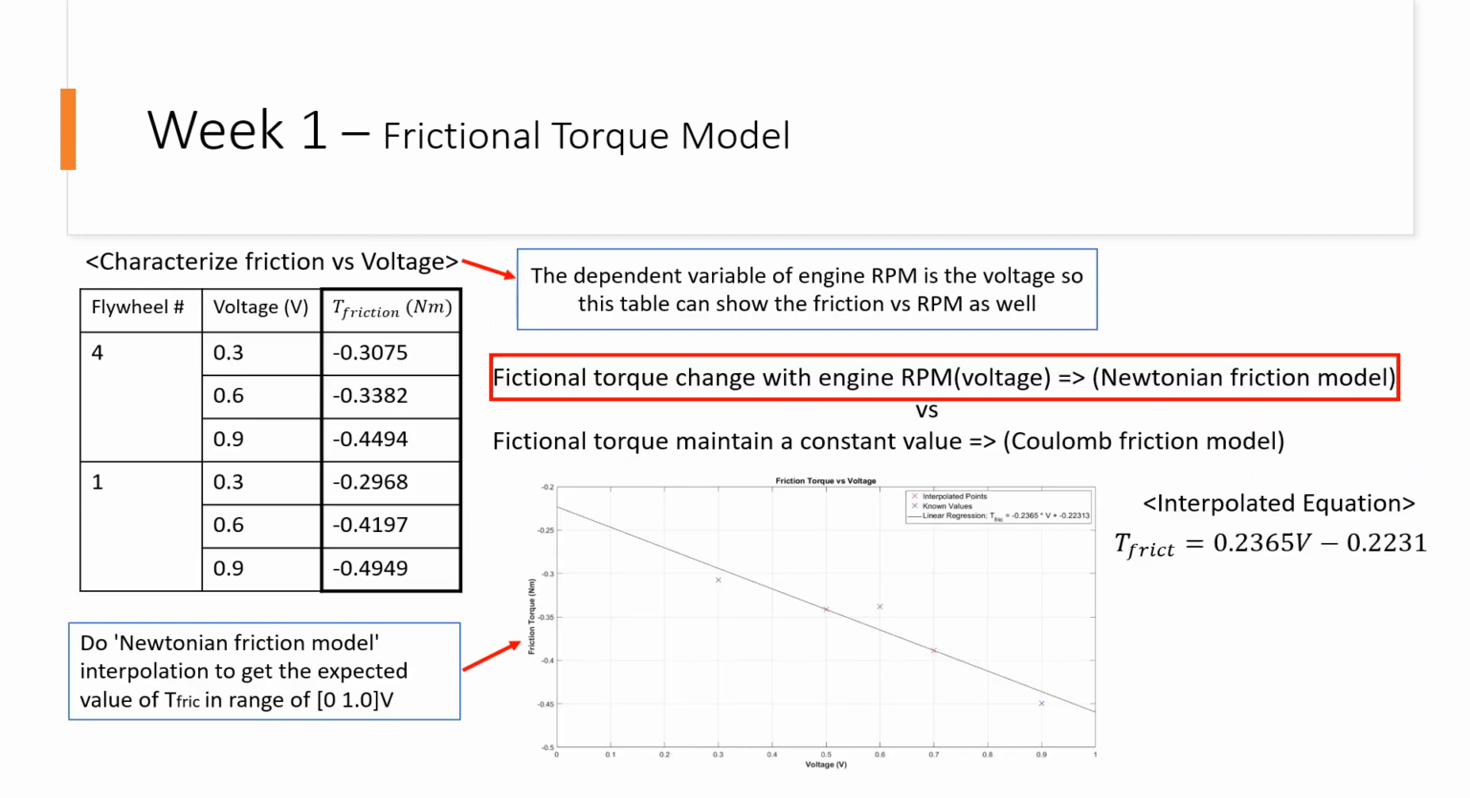To determine the expected value of torque friction, we chose to use the Newtonian friction model. This was because the experimental torque friction did not appear to be constant. From the experimental torques, we obtained an interpolated equation that can be used to predict the torque friction in the future.